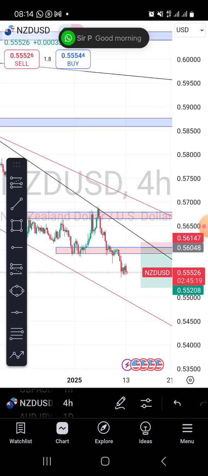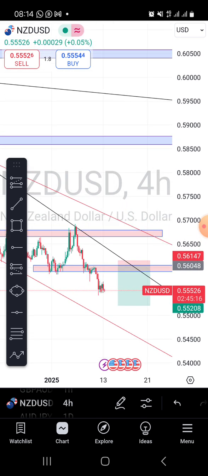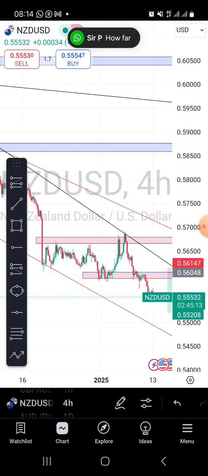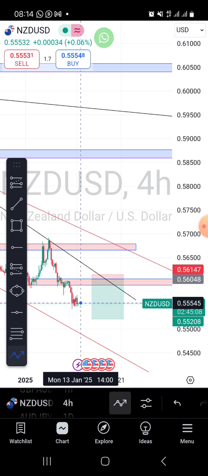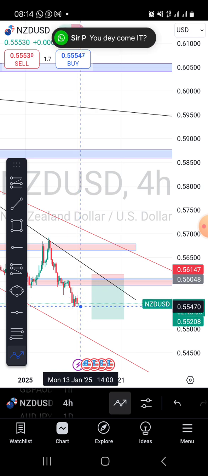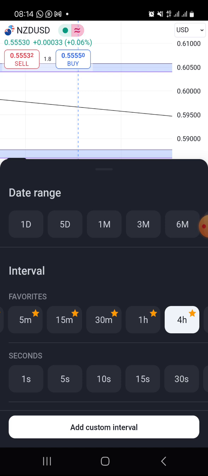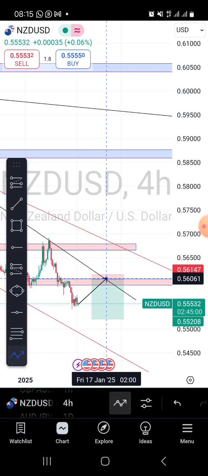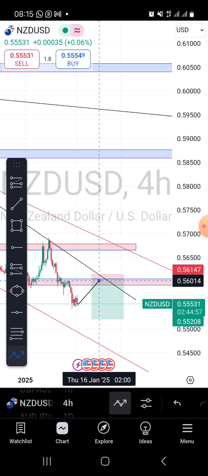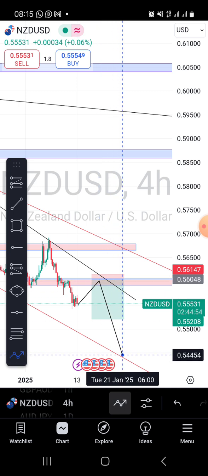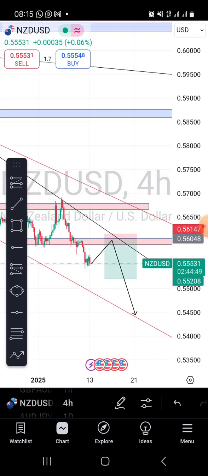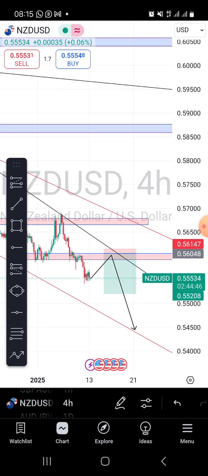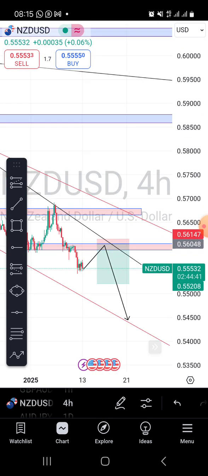Okay, this last support has been broken, so we should be expecting a pullback to this zone, then down here. So that will also give us double confirmation, one for the resistance of the support zone that has now become resistance, and a third touch on this downtrend line.